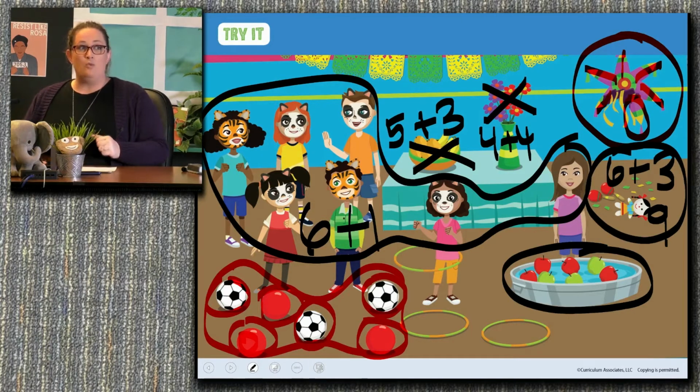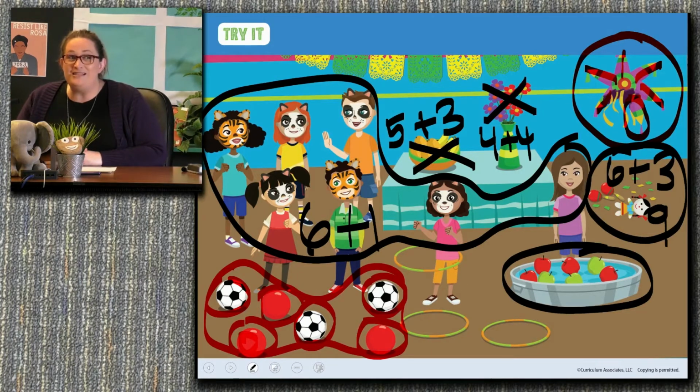We found ways to make 6. 3 and 3 make 6. 5 and 1 make 6. We found ways to make 7. 4 and 3 make 7. 6 and 1 make 7.